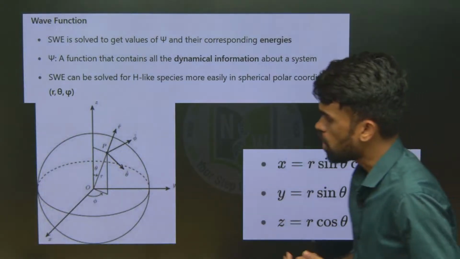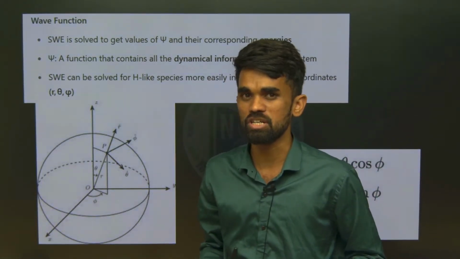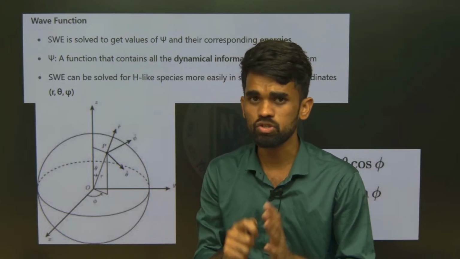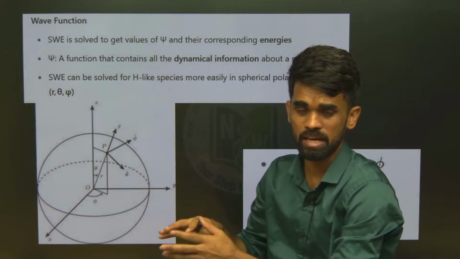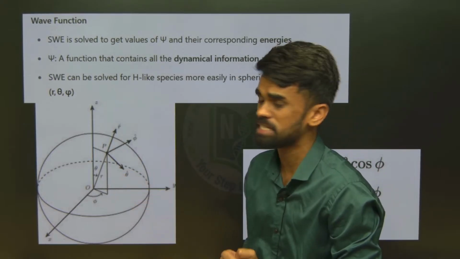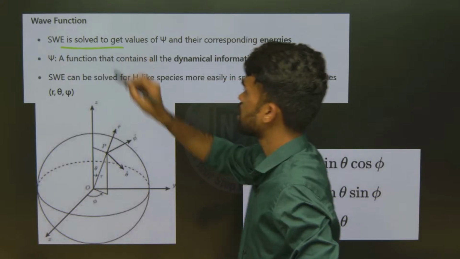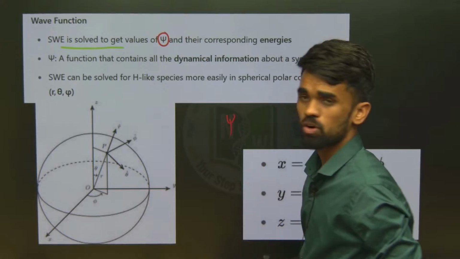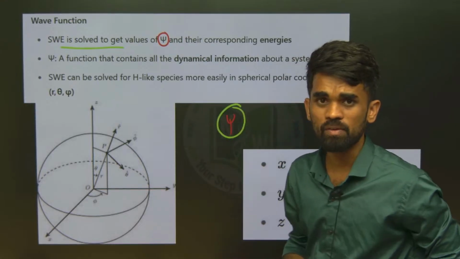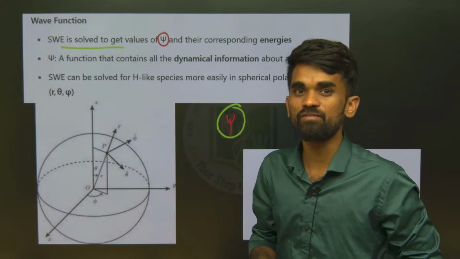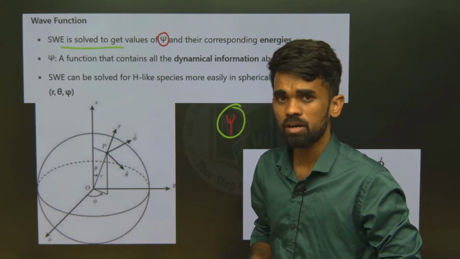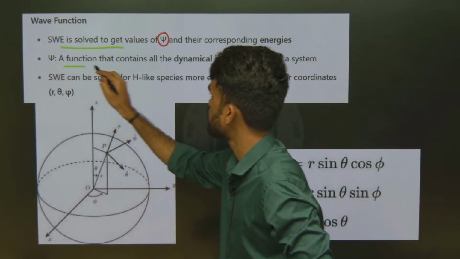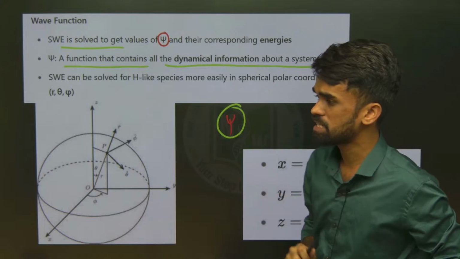The next question: how do we solve this wave function? As per the syllabus, there is no solution of the Schrodinger equation in our syllabus. They won't ask, but you should have some basic idea. The Schrodinger wave equation is solved to get the values of psi, the wave function. This wave function gives us the complete information about the electron, where it is present and what its energy is. So psi is a wave function that contains dynamic information about the system.